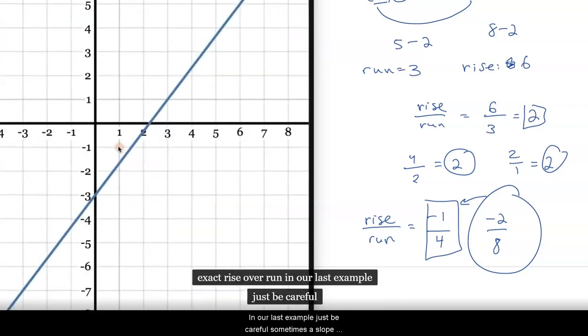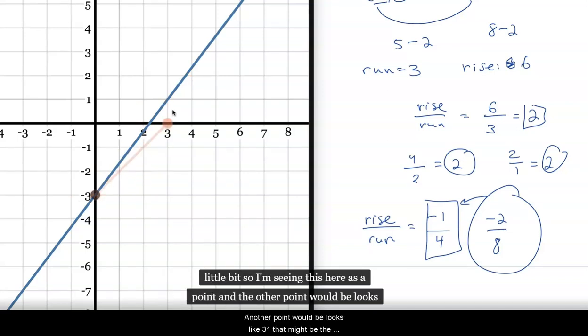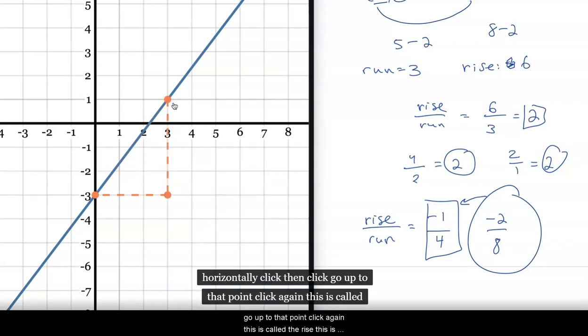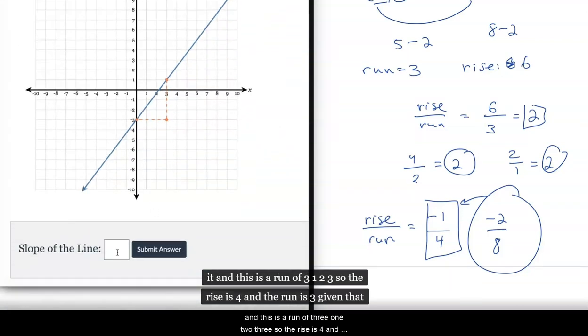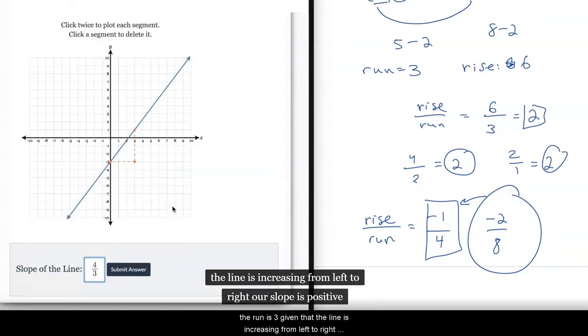In our last example, just be careful. Sometimes the slope looks like it's a slope of 1, but it might be off by a little bit. So I'm seeing this here as a point, and the other point looks like (3, 1). That might be the closest point which is a whole number. But I can't just connect it straight. I have to go only horizontally, click, then go up to that point, click again. This is called the rise, this is called the run. So this is a rise of 4 units: 1, 2, 3, 4. Just count it. And this is a run of 3: 1, 2, 3. So the rise is 4 and the run is 3. Given that the line is increasing from left to right, our slope is positive.